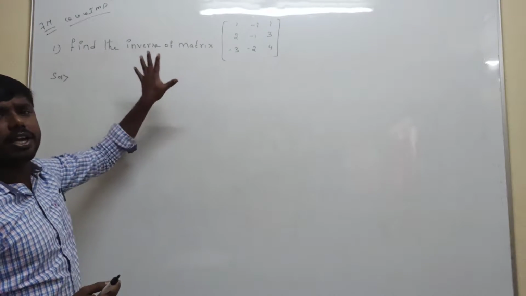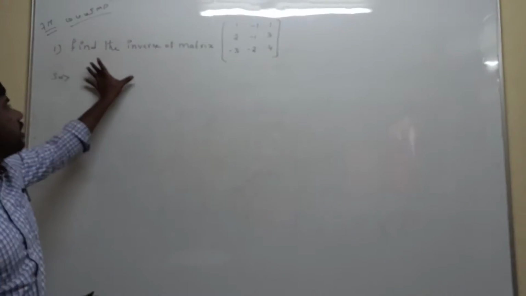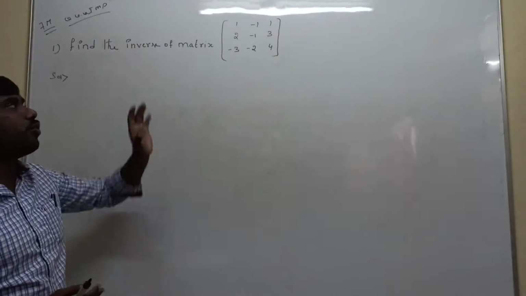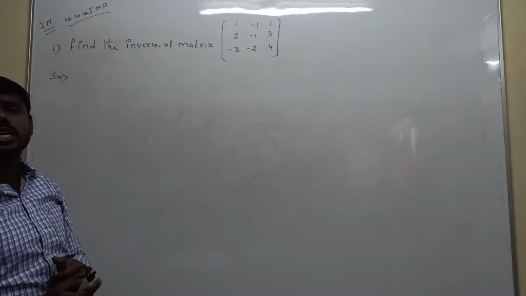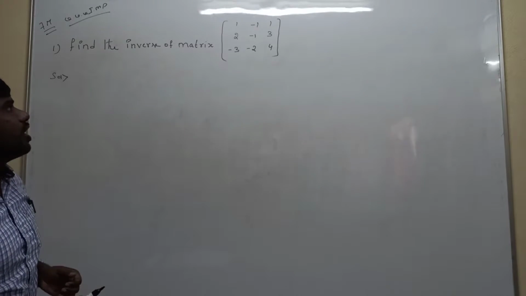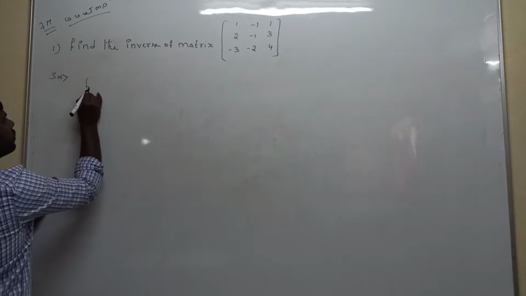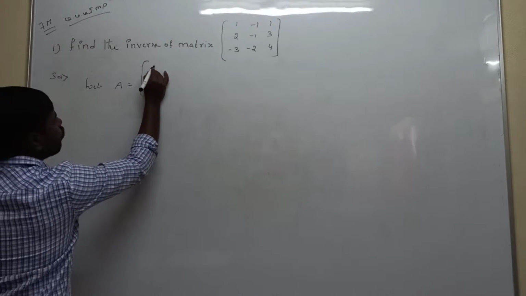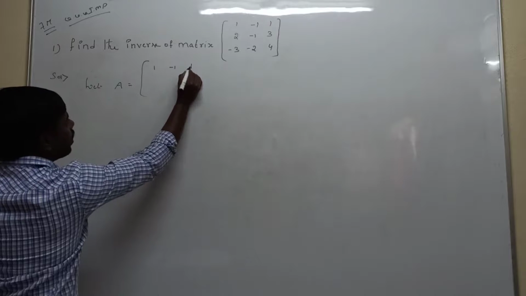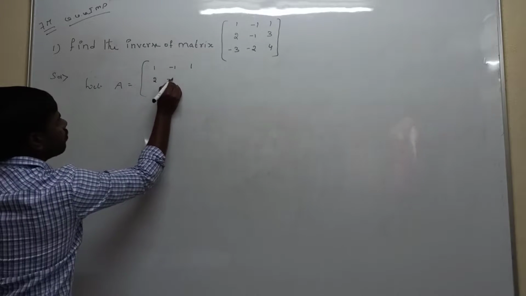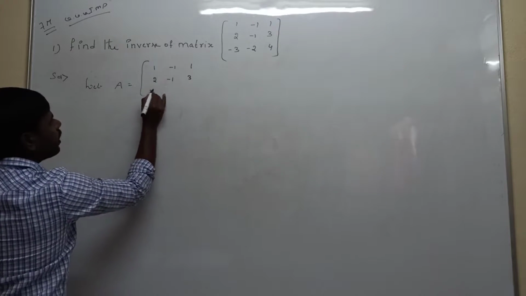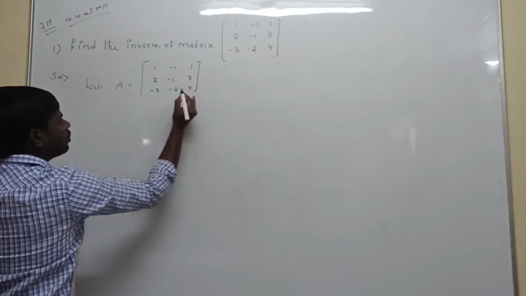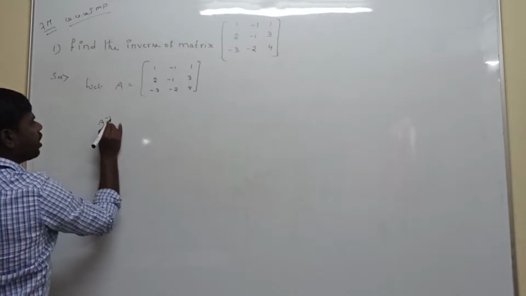So everyone listen carefully to this question. What are they asking? Find the inverse of the matrix. Here, what is the solution? Let capital A be equal to the given matrix: 1, minus 1, 1; 2, minus 1, 3; minus 3, minus 2, 4. Now, what is the A inverse formula?